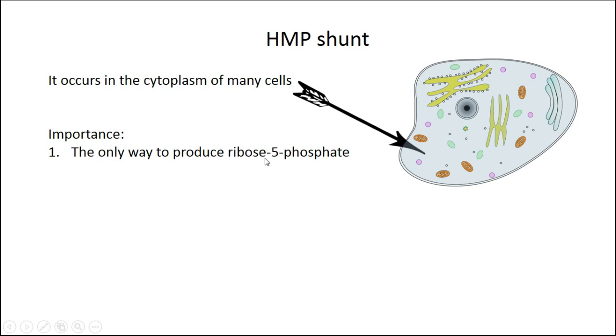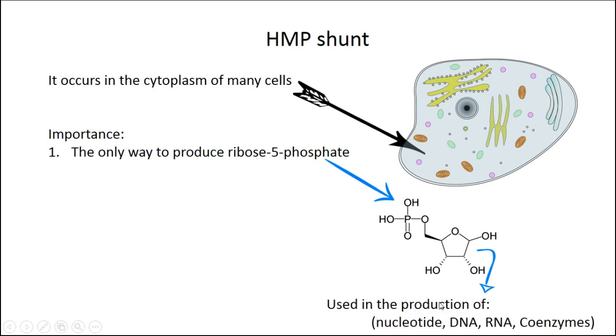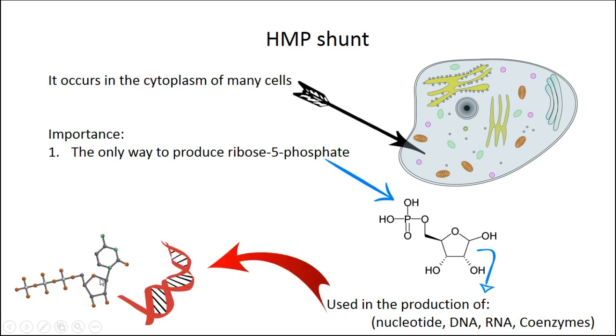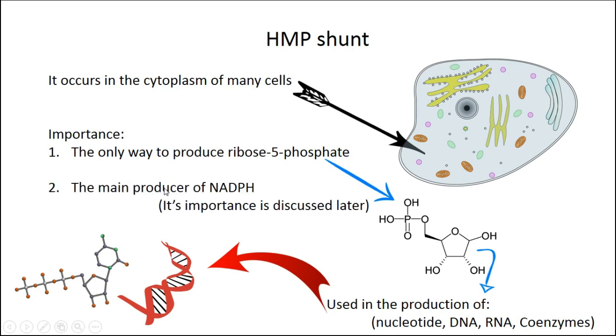And the ribose 5-phosphate is very important to produce many useful things. For example, it is used in the production of nucleotides, DNA, RNA, and coenzymes. So this is the DNA and the nucleotide and some important coenzymes. And also the production of NADPH, which is important, and we're going to talk about the importance of NADPH later in that video. So before we start with the HMP shunt, we have an important thing to know about.